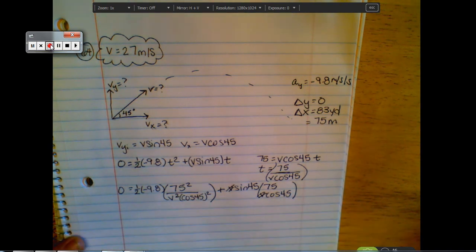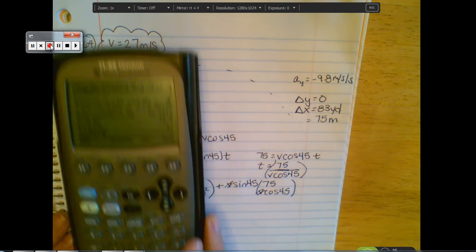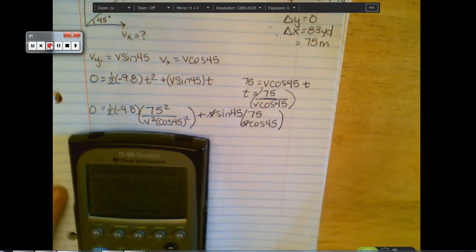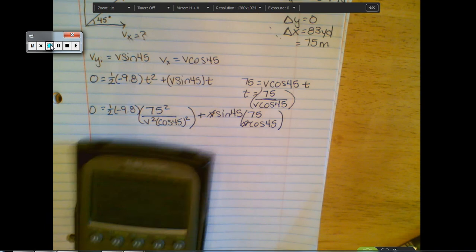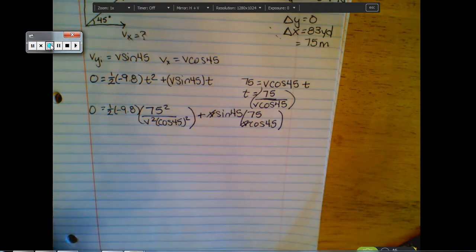So we're just going to start typing this in my calculator. Don't know if you can see that very well, but I'm going to try to let you see it. I'm going to say 0.5 times negative 9.8 times 75 squared divided by the cosine of 45 squared.